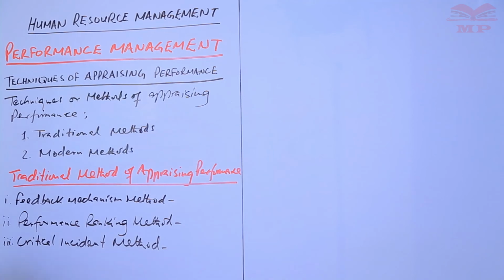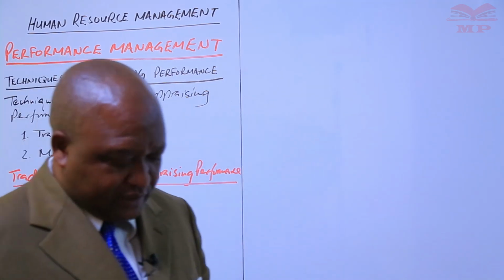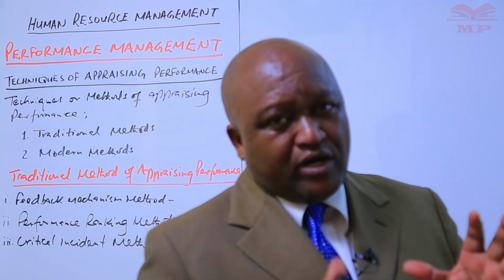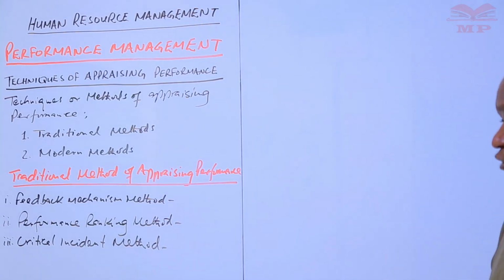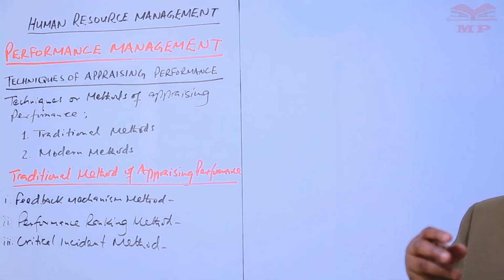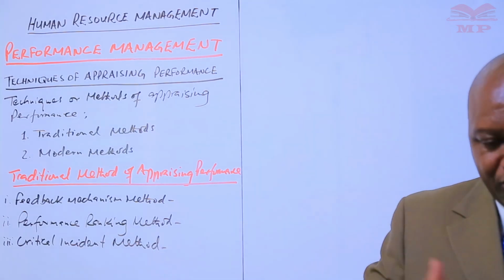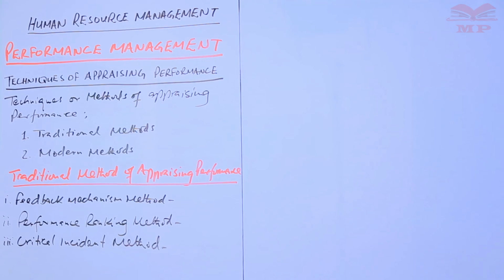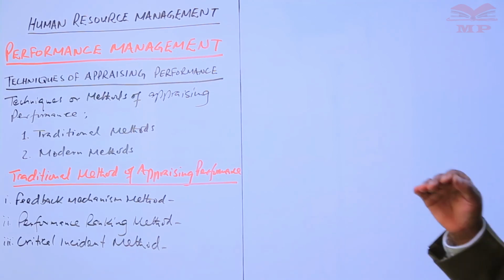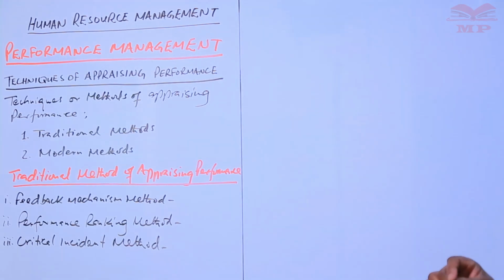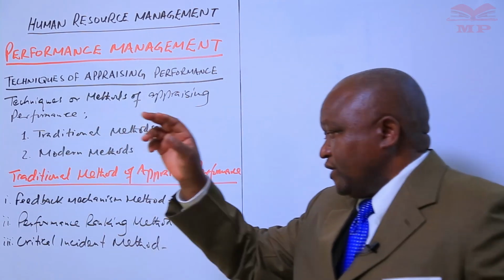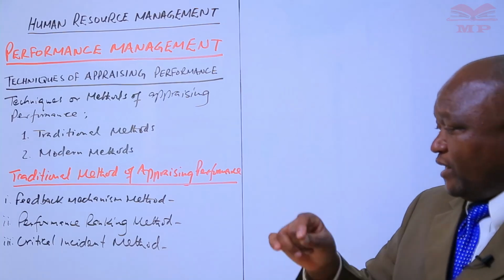Critical incident method. Through this technique or approach, what the supervisor does is keep a record of incidents that occur within the working environment. If an employee, for instance, is not able to meet a target in the month of January, that is noted. If an employee damages a machine or equipment in the month of February, that is noted. So those incidents that are critical in relation to the work environment are taken note of.